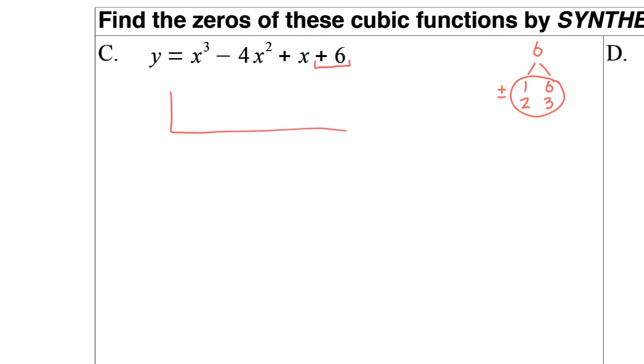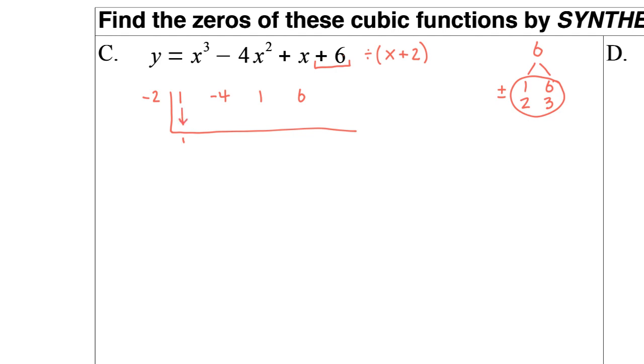So we can set up a bracket. We're going to bring down those coefficients. So 1, -4, 1, and 6. And we're going to start trying some out. So if I was going to divide by x, let's say plus 2, I'm going to bring the root down here. So it's the opposite of whatever was in that group. So if I have x plus 2, I'm going to bring -2.